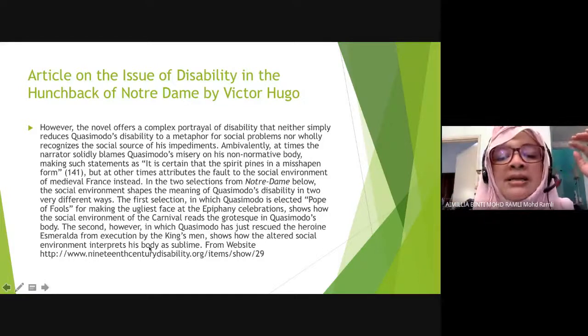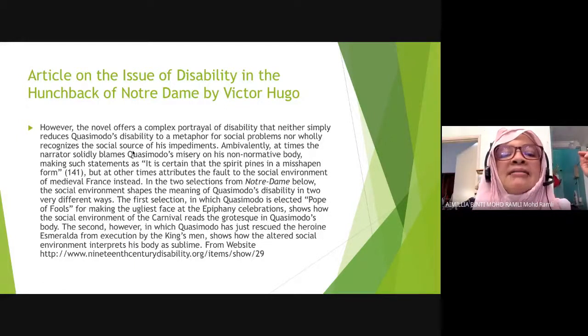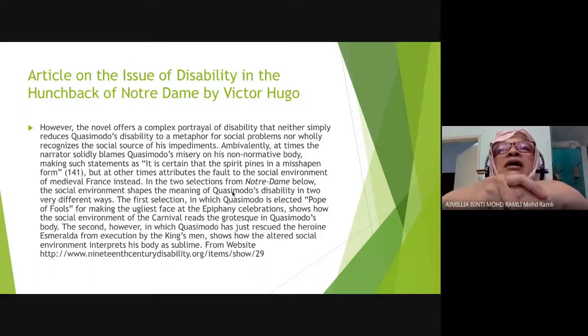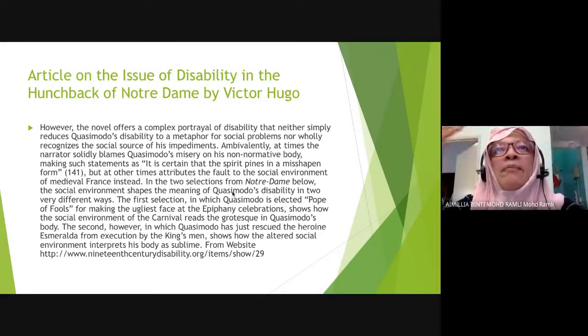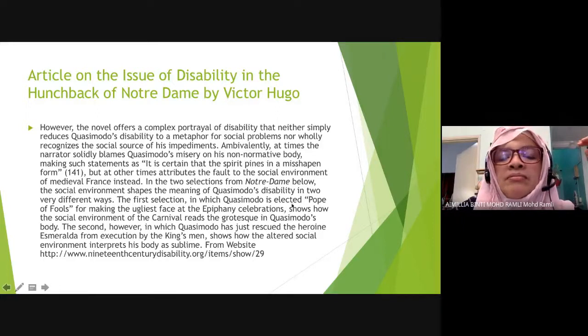Another study on disability that you can find on the website 19th Century Disability is about Quasimodo in The Hunchback of Notre Dame, who is disabled. Yes, he's a hunchback. The narrator blames Quasimodo's misery on his non-normative body, because he looks different from other people. The body is blamed, not other people, not the way society treats him. It's because his body itself is repugnant, horrible to look at. That's the reason why he is being discriminated against in society.